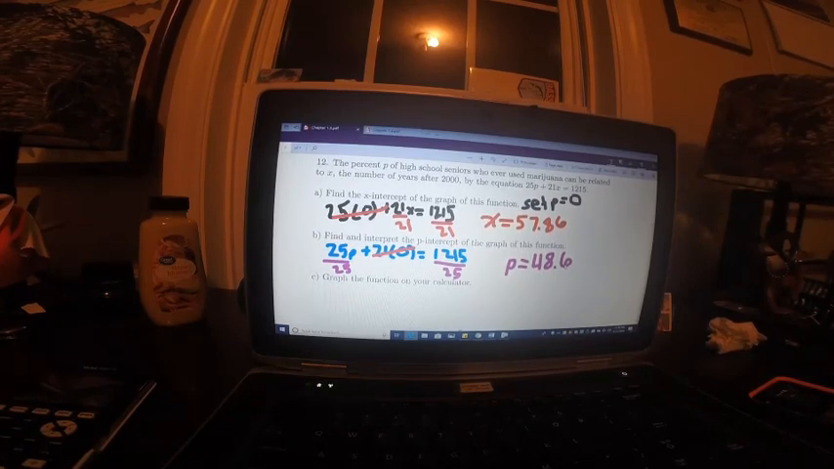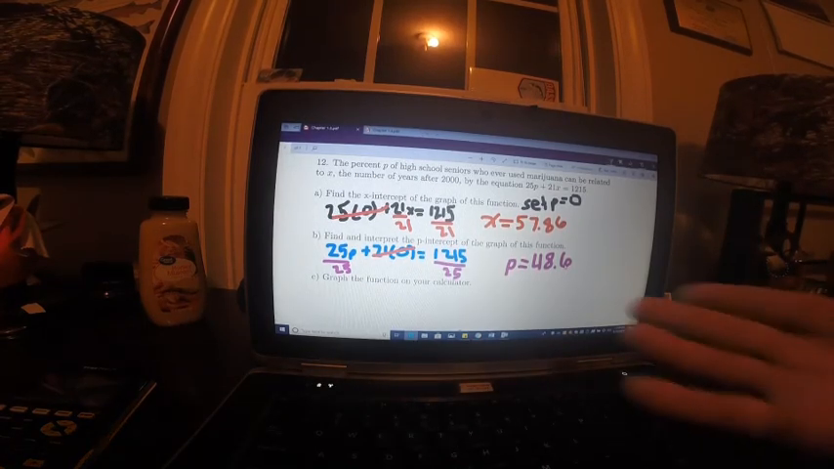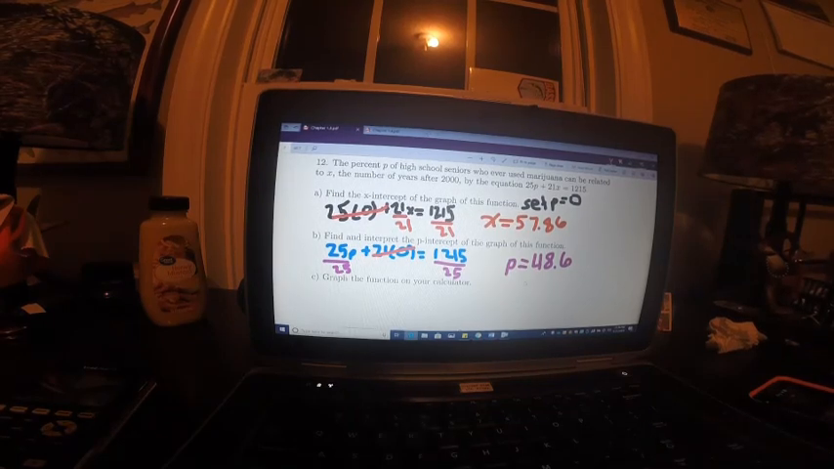So what you're looking at here is essentially in year 2000, which is year 0, 48.6% of high school seniors had ever used marijuana. That's how you would interpret this, and you can write that down if you'd like to, because that's the interpretation you're going to need to know and use. Now, it also says to graph the function on your calculator. If we do that, our p is obviously going to be our y.